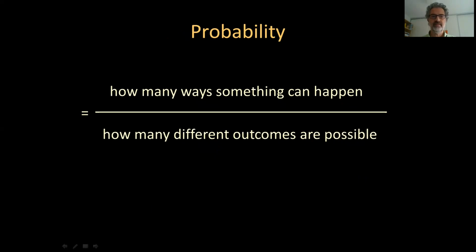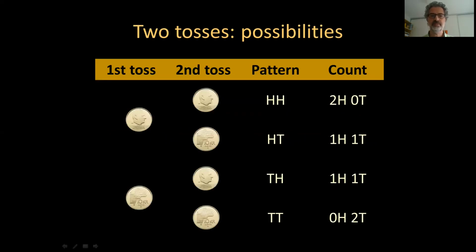The probability of any pattern is how many ways you can get this pattern and how many different outcomes are possible. So how many ways divided over how many possibilities there are. Let's apply this to our actual situation. So these are the possibilities. We can have this or this or this or this. There are 4 different outcomes that are possible when you toss a coin just twice. And of these 4 outcomes, only one includes 2 heads, one includes 2 tails, and 2 have one of each.